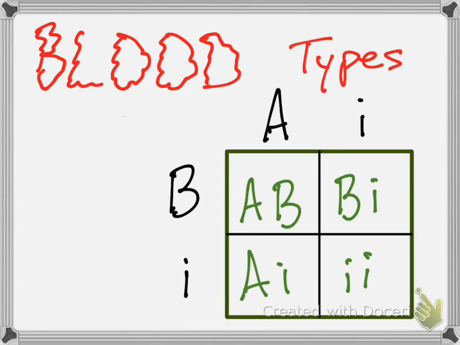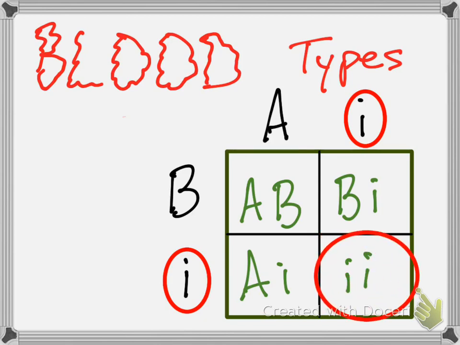Yeah. That's the thing. This is recessive, so it didn't show. This is recessive, so it didn't show. But there it is. Somebody could have the recessive blood type, even if their parents don't.